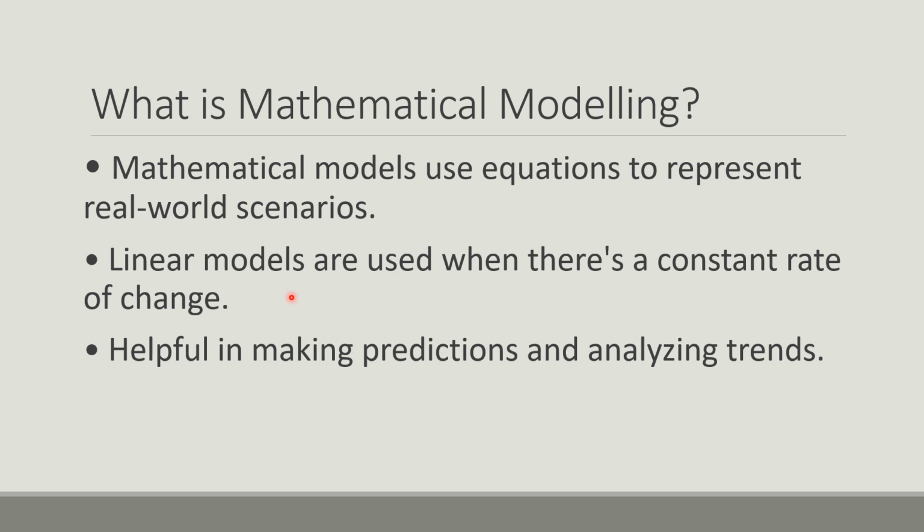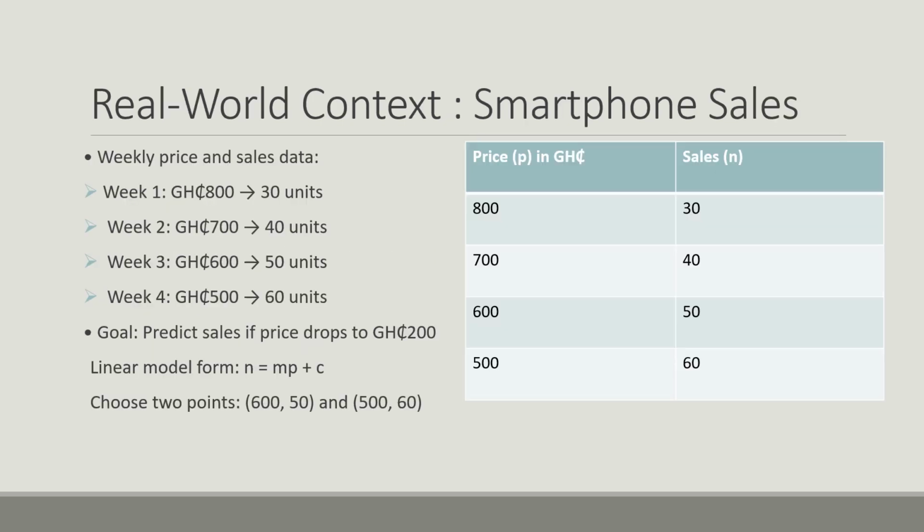We realized during the studies that linear models are used when there is a constant rate of change. Your linear models or linear equations or functions always produce a constant rate of change, and that constant rate of change is what we call the slope. It is helpful in making predictions and analyzing the trends of an activity. So let's move to the next one.